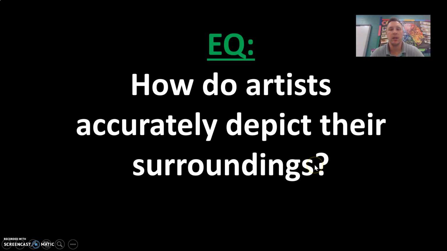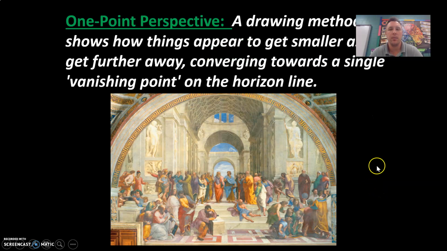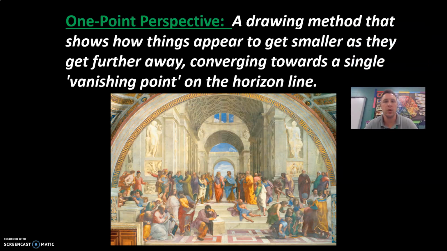So we're going to be thinking about this question as we go through this slide and as you make your project itself. You'll also be responsible for answering this question on your learning log at the end of the unit. So make sure you're thinking about this throughout the unit. So 1-point perspective is a wordy definition. It's a drawing method that shows how things appear to get smaller as they get further away, converging towards a single vanishing point in the horizon line.